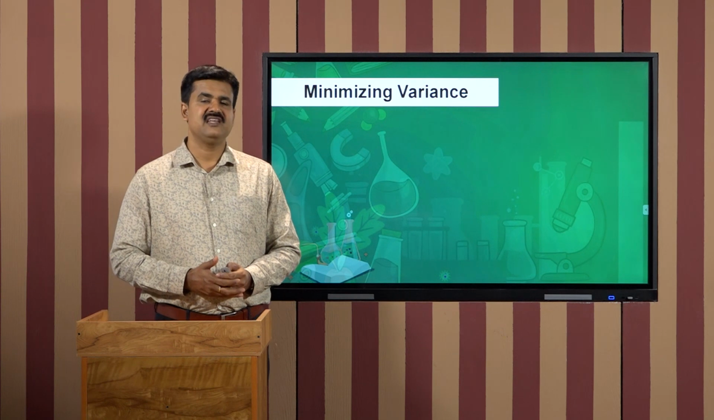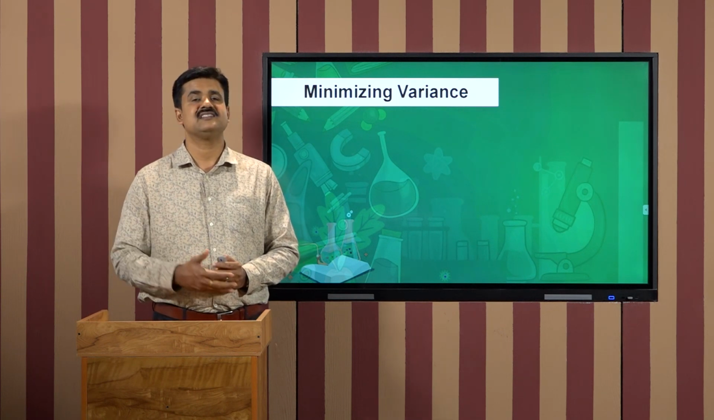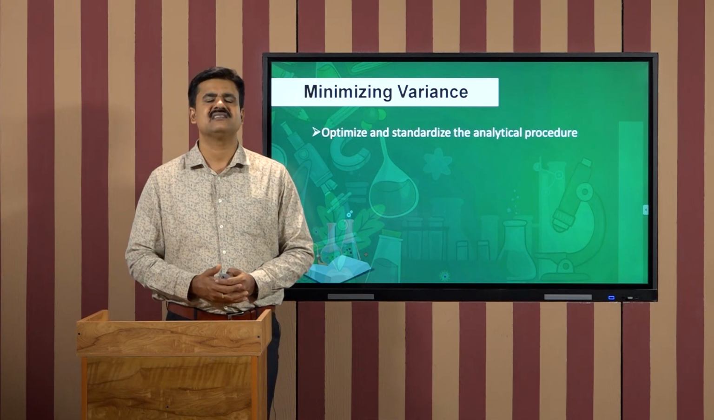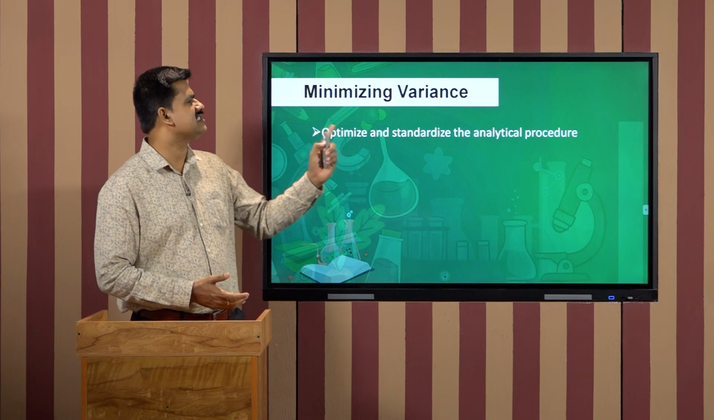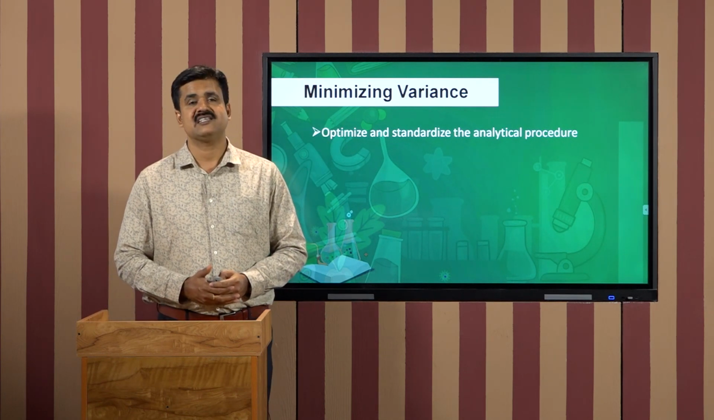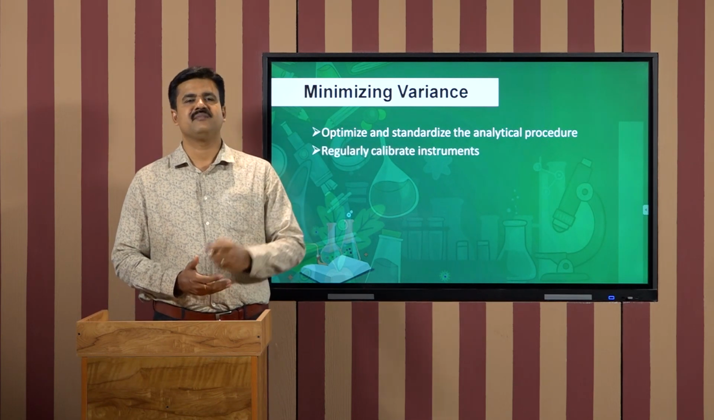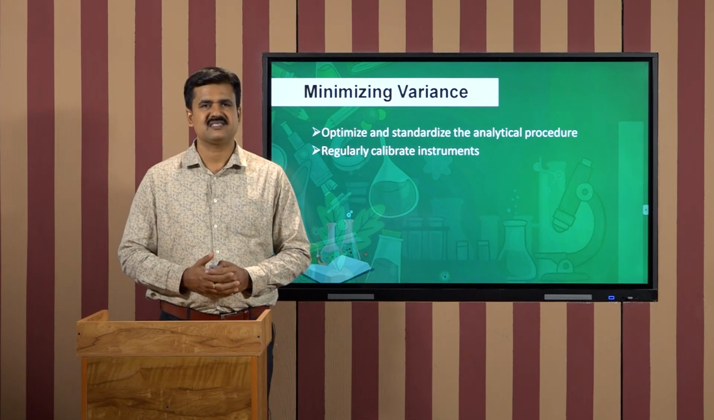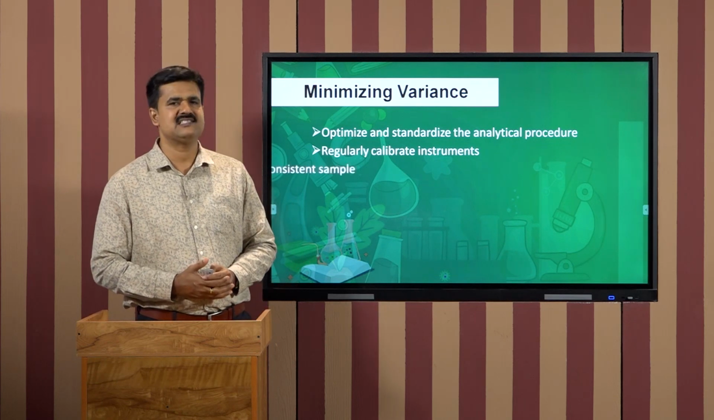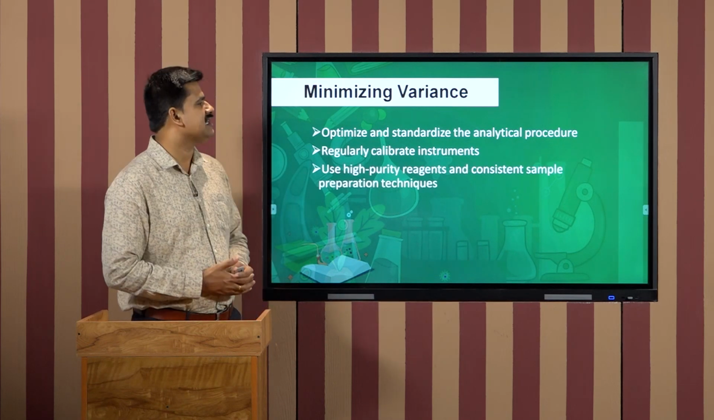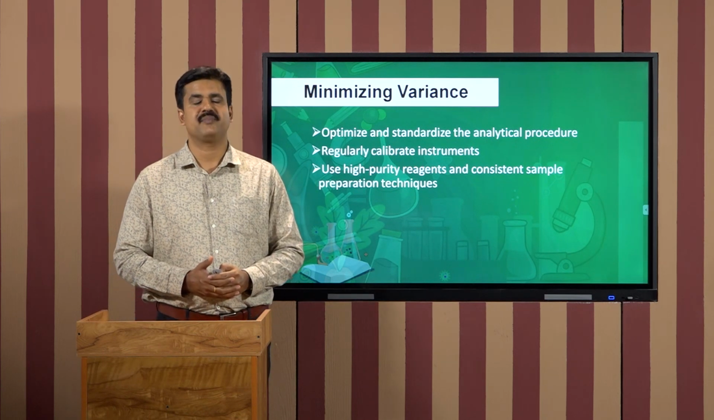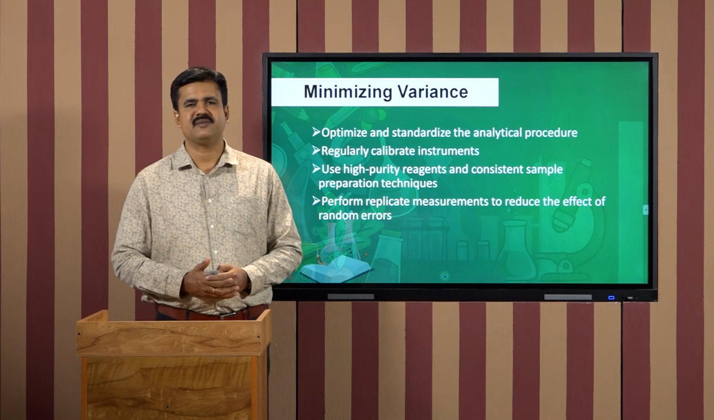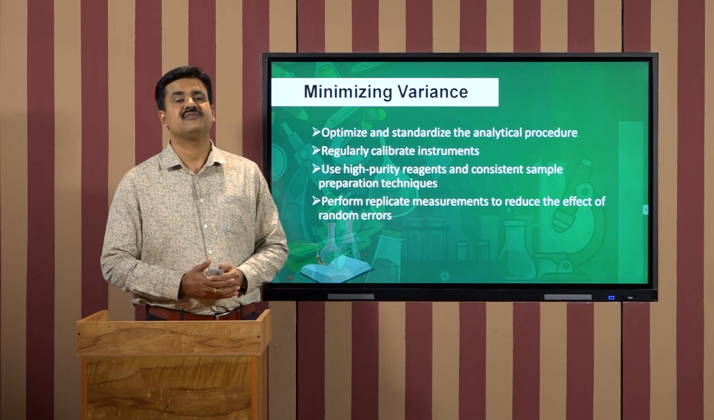Minimizing variance is very important as far as analytical procedures in quantitative chemical analysis are concerned. These are some steps to minimize the variance. Optimize and standardize the analytical procedure is the first method. In the second method, we can make calibration, that is, regularly calibrate your instruments is another way to minimize variance. Use high purity reagents and consistent sample preparation techniques, this is another method, and perform replicate measurements to reduce the effect of random errors.